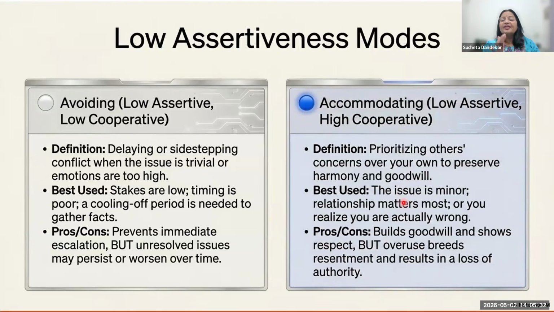How will you define it? Prioritizing others' concerns over your own to preserve harmony and goodwill. You feel, let it be. Poor things, I will listen to them. That is the situation that many of us have when it comes to our students.